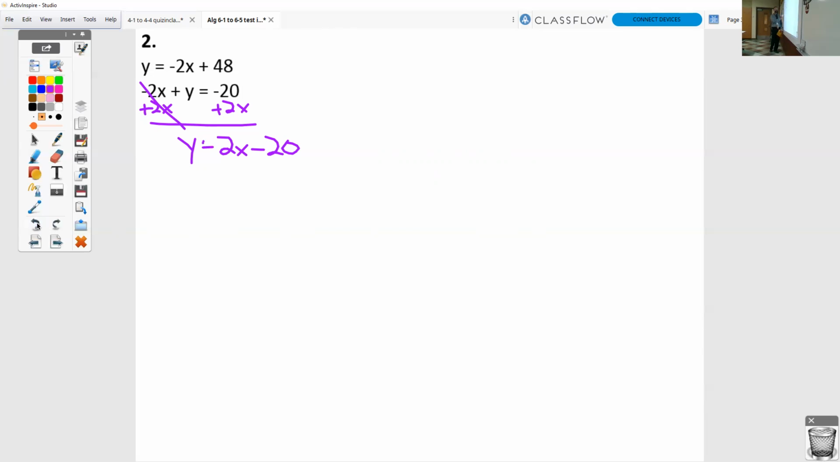Or a totally different way that you could do it, which is probably the way that I would do it, is you already have one y all by itself. You have negative 2x plus 48.